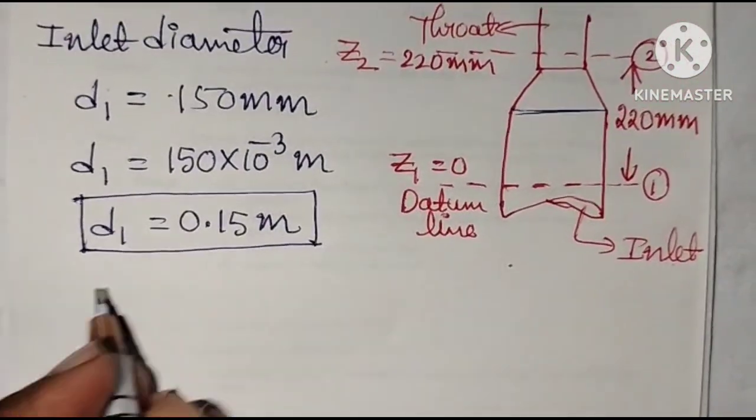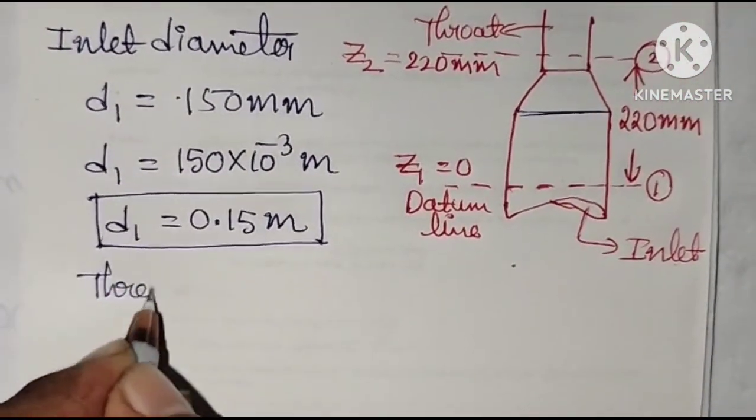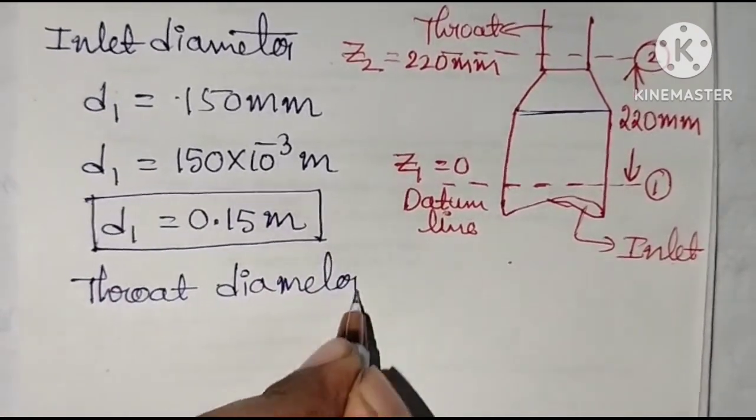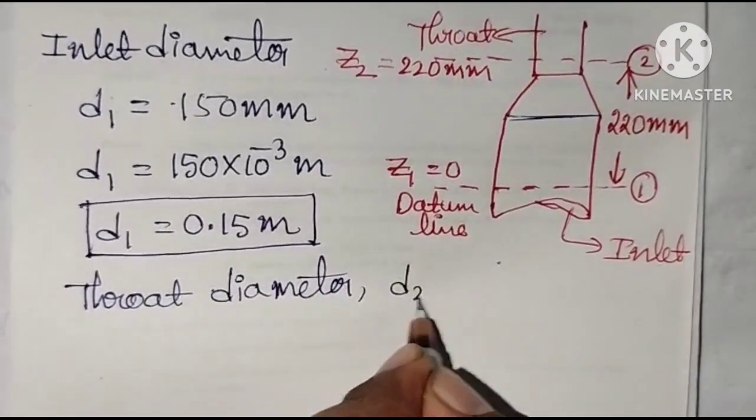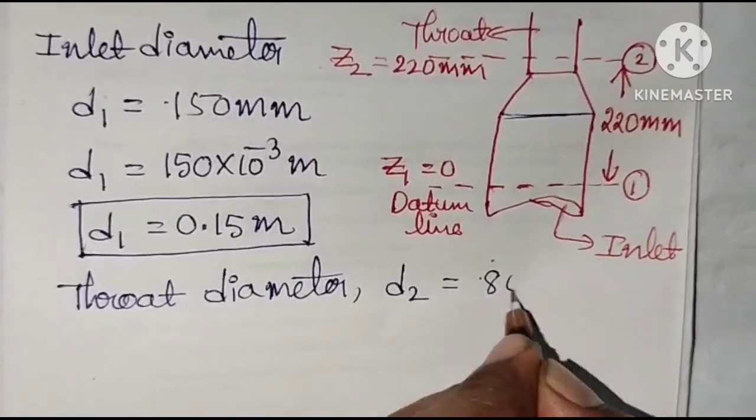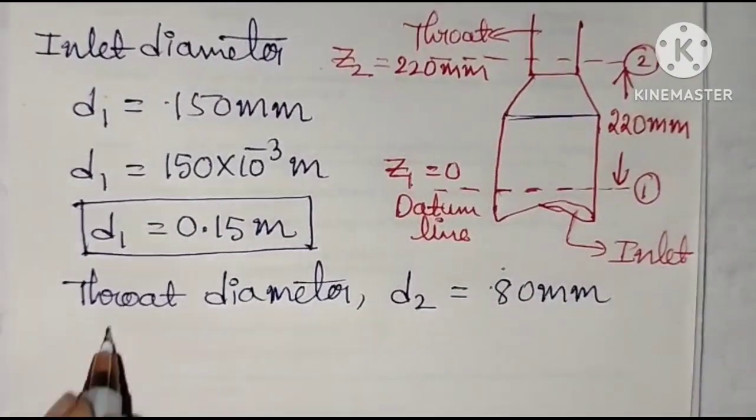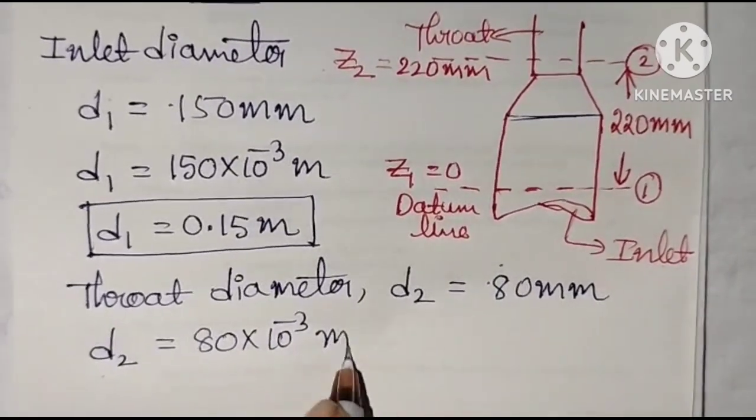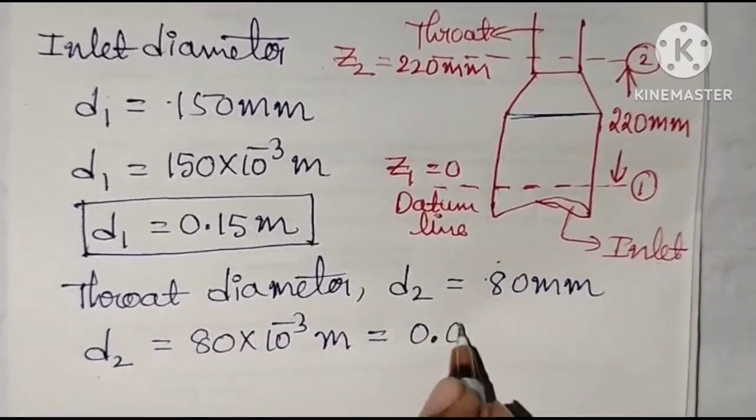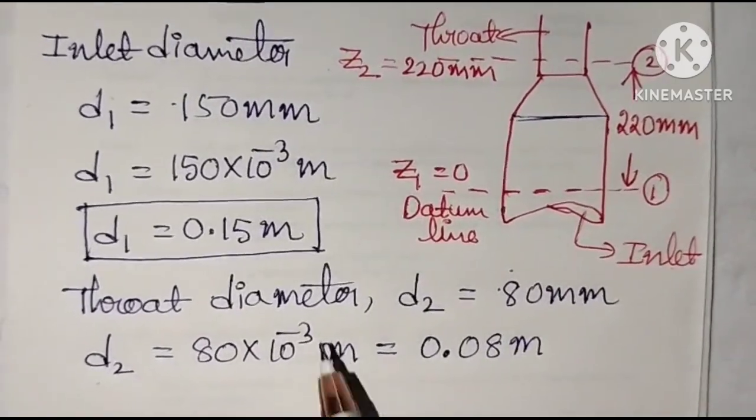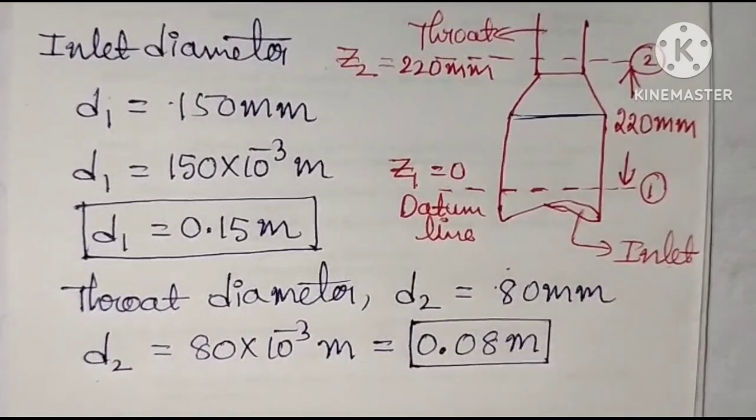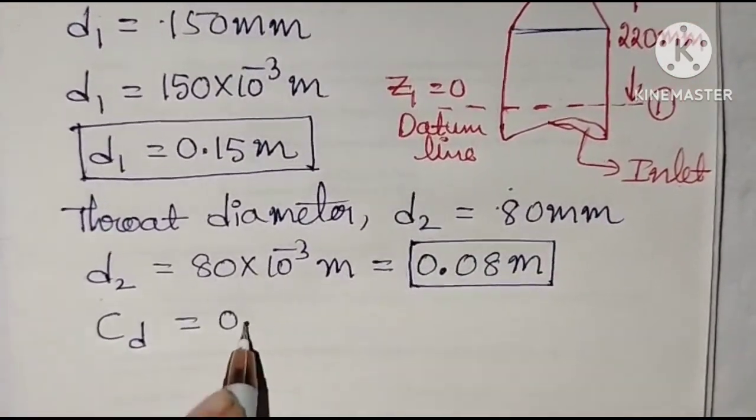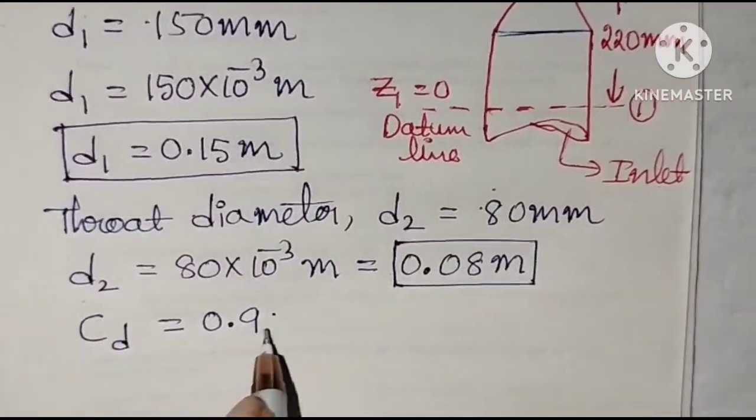Next, the given throat diameter D2. D2 is equal to how much? 80 mm. So again convert it into meters. 80 into 10 to the power of minus 3 meters is equal to 0.08 meters. Also given, the coefficient of discharge denoted by CD is equal to 0.96.